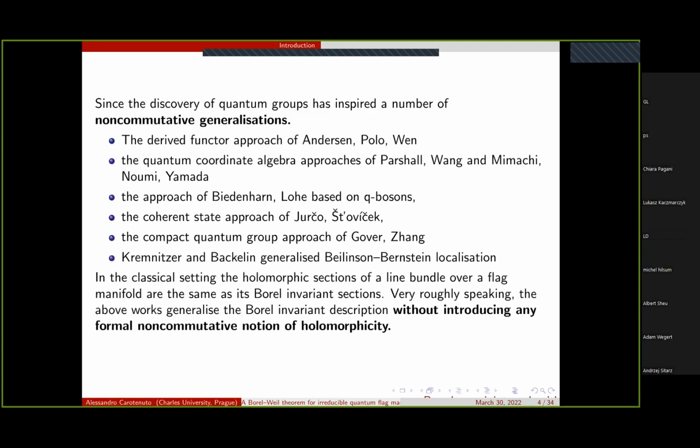Now, all these approaches didn't introduce any notion of holomorphicity. They all took advantage of the fact that in the classical case, and it's expected the same also in the quantum case, the holomorphic sections of a line bundle over a flag manifold are the same as the Borel invariant sections. So here, what was generalized was the Borel invariant description.